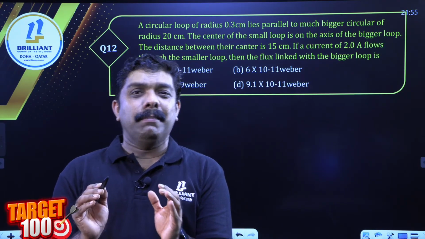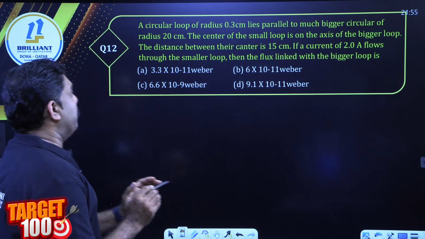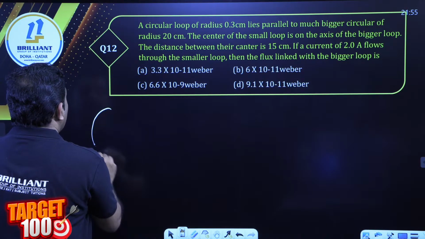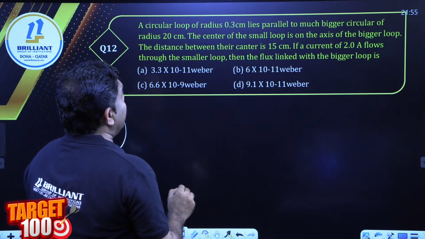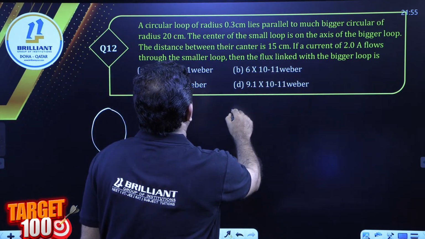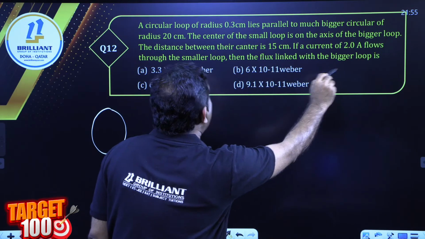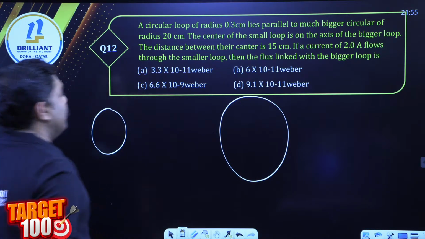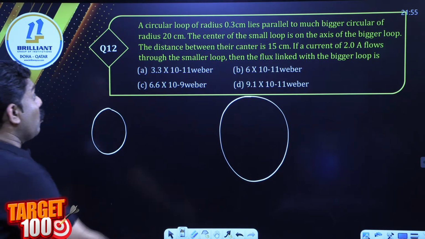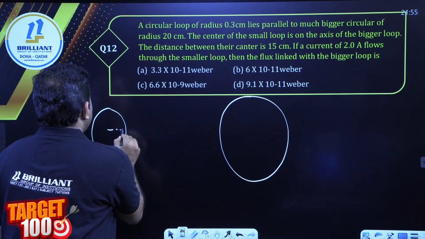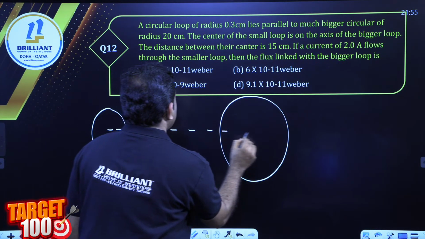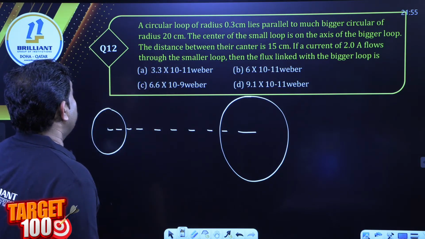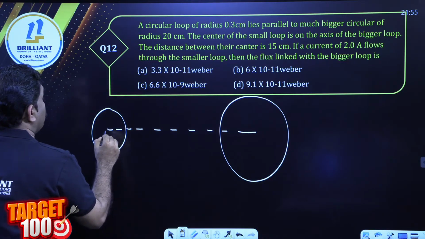Question important one, I'm explaining. Please see, there are 2 circular loops. That is one circular loop like this, and another circular loop parallel to it, on the same axis of the bigger loop. So another big circular loop is there. The 2 circular loops have a common axis, and the radius of the smaller one is given as 0.3 centimeter.